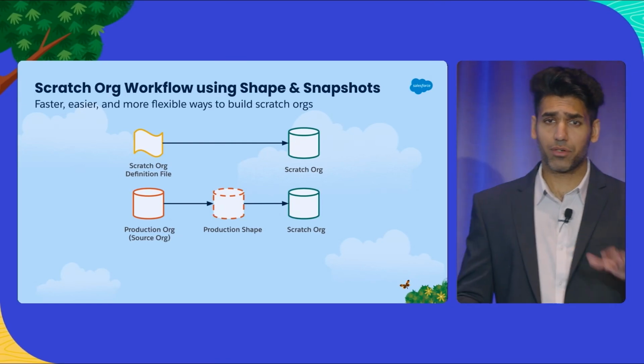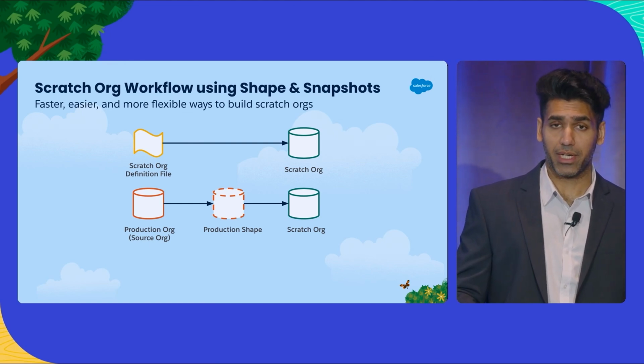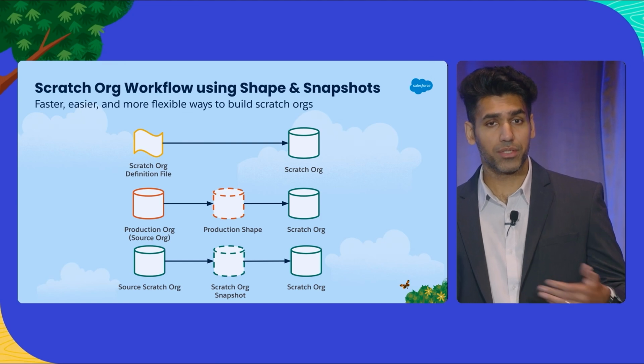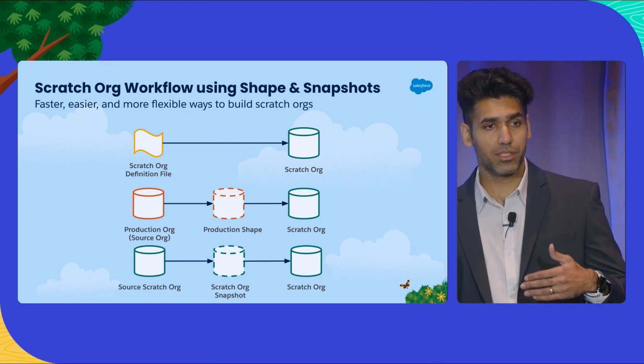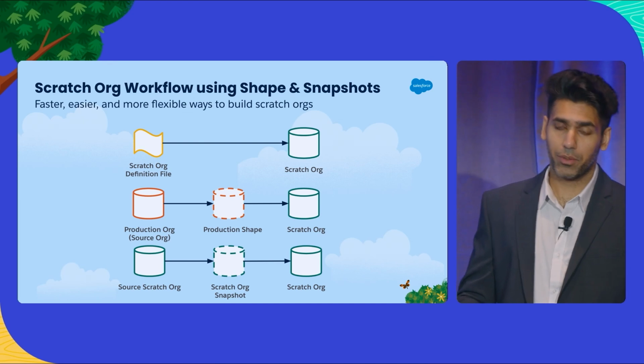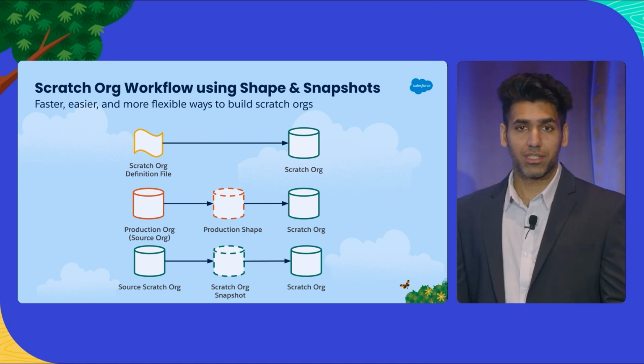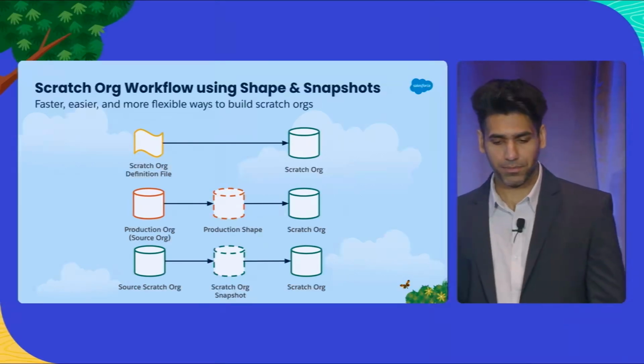Now, once you've set up that Scratch org with all of the dependencies that you need, you can replicate that Scratch org using snapshots. So you snapshot that ideal Scratch org that you have, and now you can reference that snapshot to create other Scratch orgs. Future Scratch orgs are much faster.